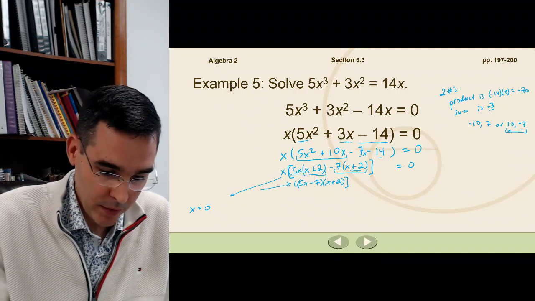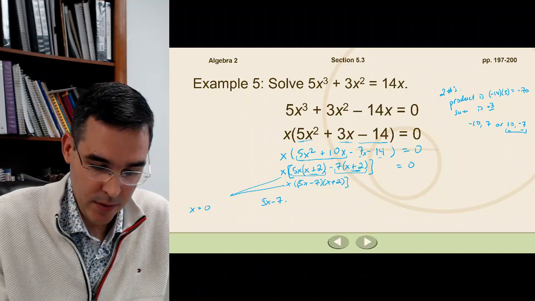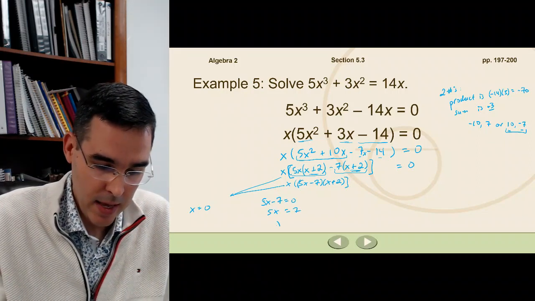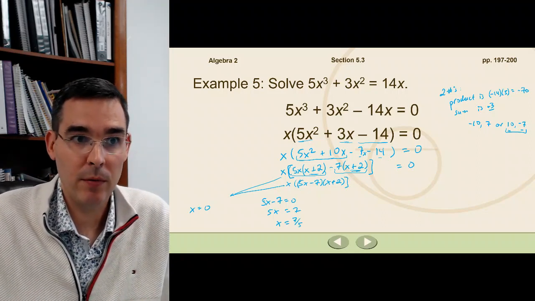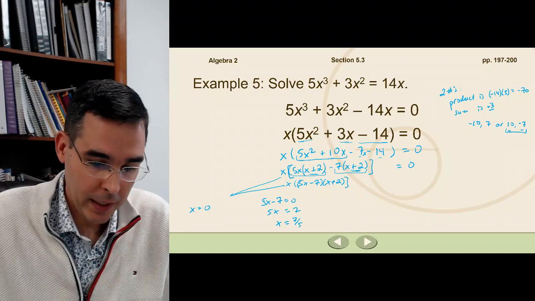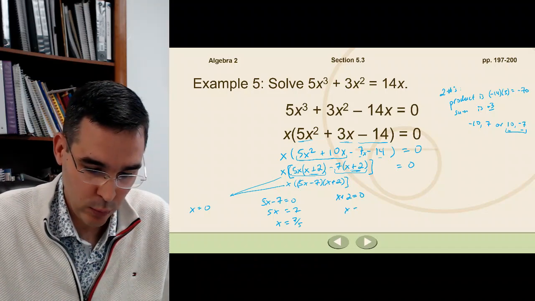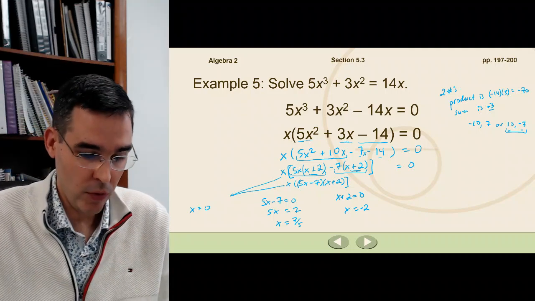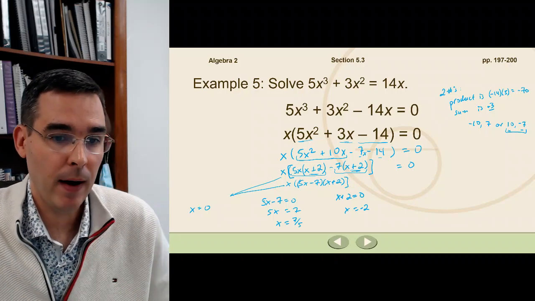So x could be equal to 0, or I could say 5x minus 7 would be equal to 0. So I take 5x equals 7. If x has a value of 7/5, the whole expression has a value of 0. Or I can say x plus 2 equals 0. So if x equals negative 2, the whole expression would have a value of 0. So those three values are the solution to example 5.